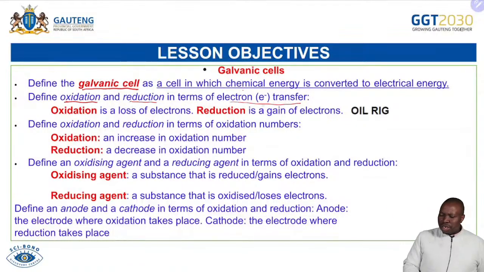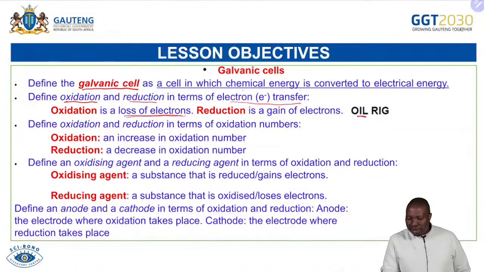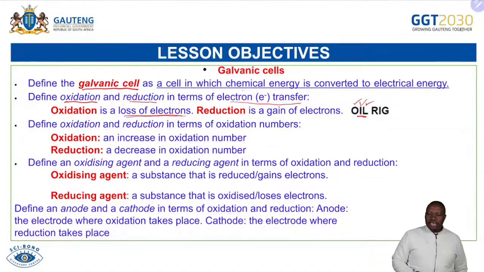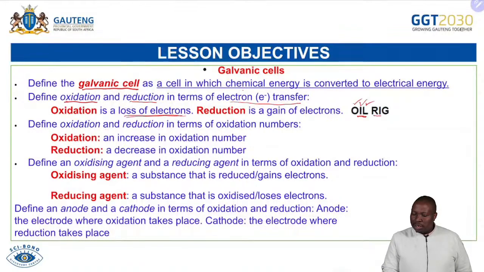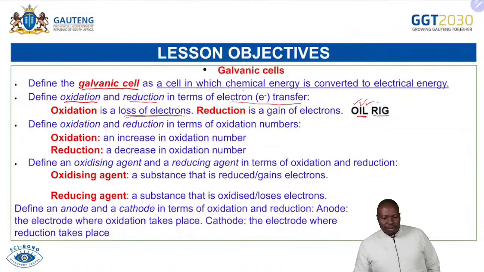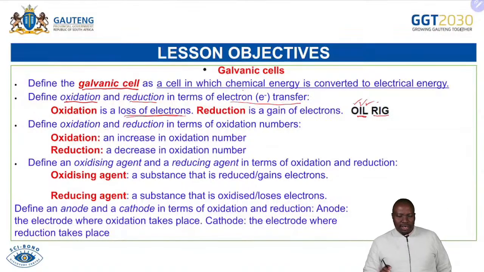Now, when you define oxidation and reduction in terms of electron transfer, you will say oxidation is loss of electrons. Hence, we are saying OIL: Oxidation Is Loss of electrons. And reduction is gain of electrons. That's why we're saying RIG: Reduction Is Gain. So we have OIL RIG. We're saying reduction is gaining of electrons. Always this will help you to remember what is oxidation and what is reduction.